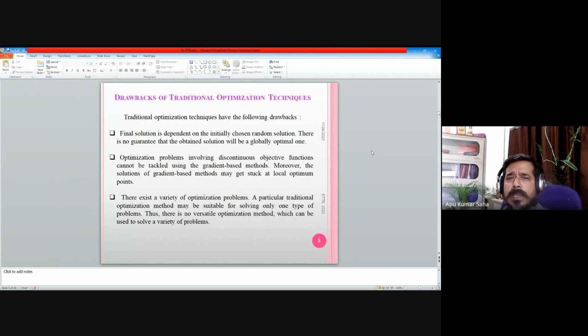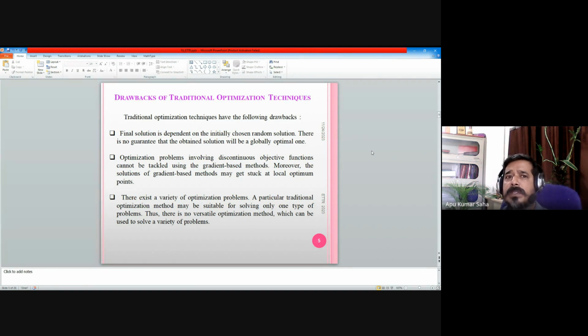Next, we have seen that for linear programming problems, calculus methods and so on, in most cases we need the objective functions to be continuous because we need the derivative of those functions. That is called gradient information. But there are so many problems where the function is not continuous. That means they do not have derivative information, and if derivative information is not there, then you cannot use those methods. So this is a huge drawback. You cannot find the solution by general traditional methods for problems which are not continuous.